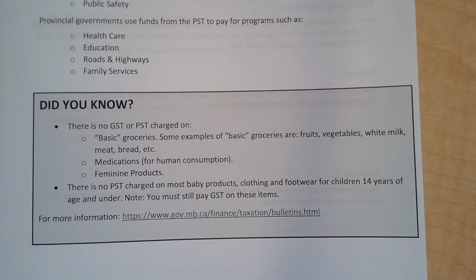So if you buy fruit, like a banana, whatever it is, no taxes. If you buy milk, no taxes. Meat, bread, no taxes. Medications, no taxes. Feminine products, no taxes. So there's no GST and PST. But when you go grocery shopping, if you buy certain things like canned food, you will have GST and PST. Fruits, nothing.